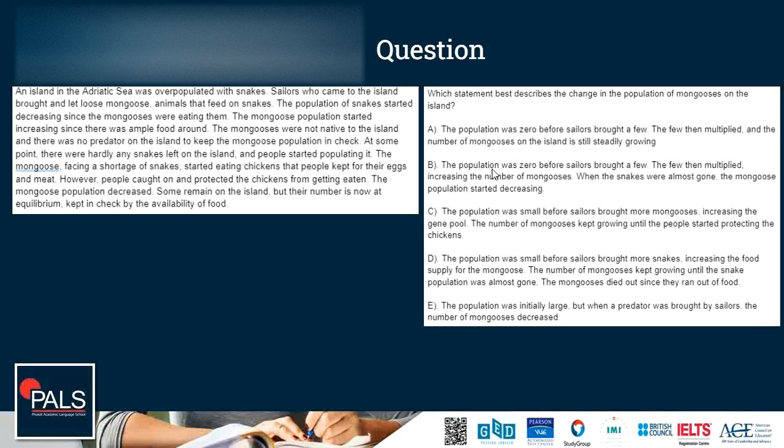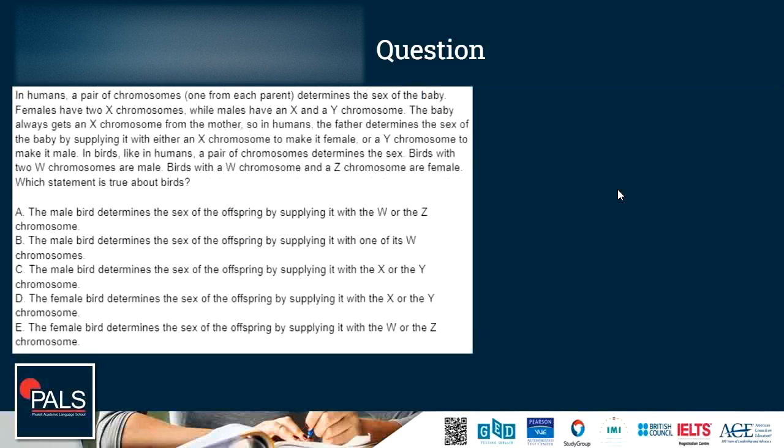So they don't have a lot of food available and the numbers are very low. So B makes more sense here. The population was 0 before the sailors brought a few. The few then multiplied, increasing in number, until the snakes were almost gone and the mongoose population started decreasing. So B is the correct answer here.